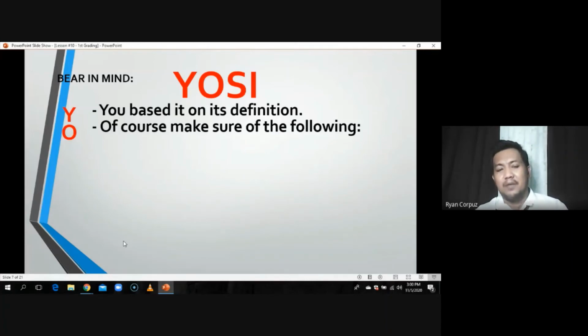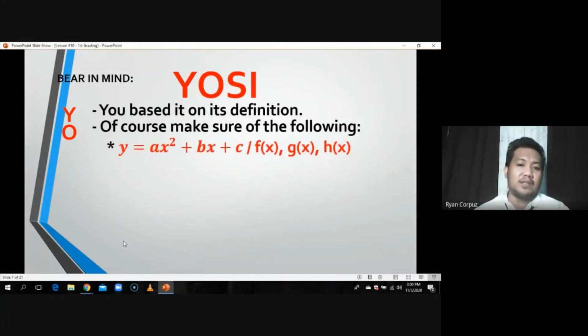So aside from basing it on its definition, there are also things that we have to make sure of for us to know that a given equation is a quadratic function. First, if it can be written in the form y is equal to ax squared plus bx plus c. In place of y, what can be written there is f of x, or g of x, or h of x. It can be like that.